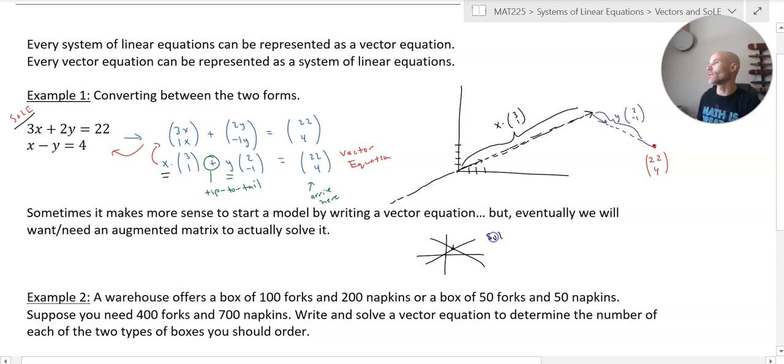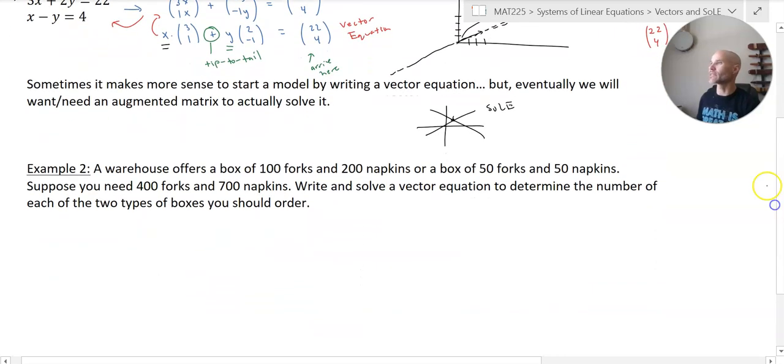This is the system of linear equations viewpoint of what we're doing in geometry, and this is the vector equation viewpoint of what we're trying to do geometrically. Let's take a look at an example where it makes a lot of sense to just write a vector equation.